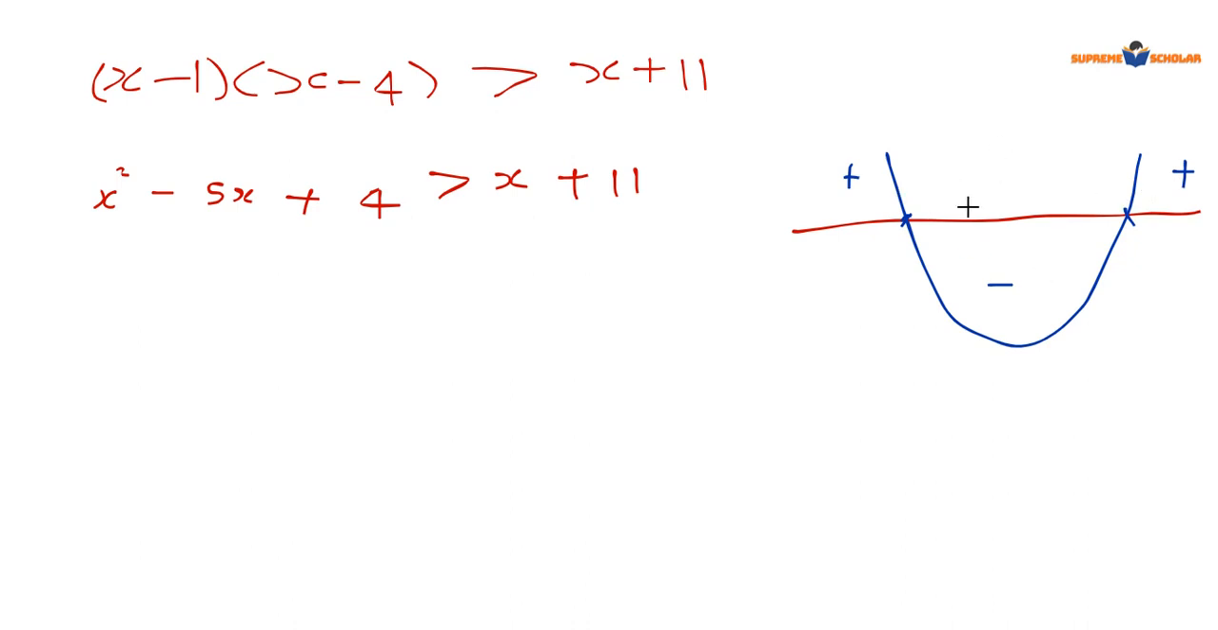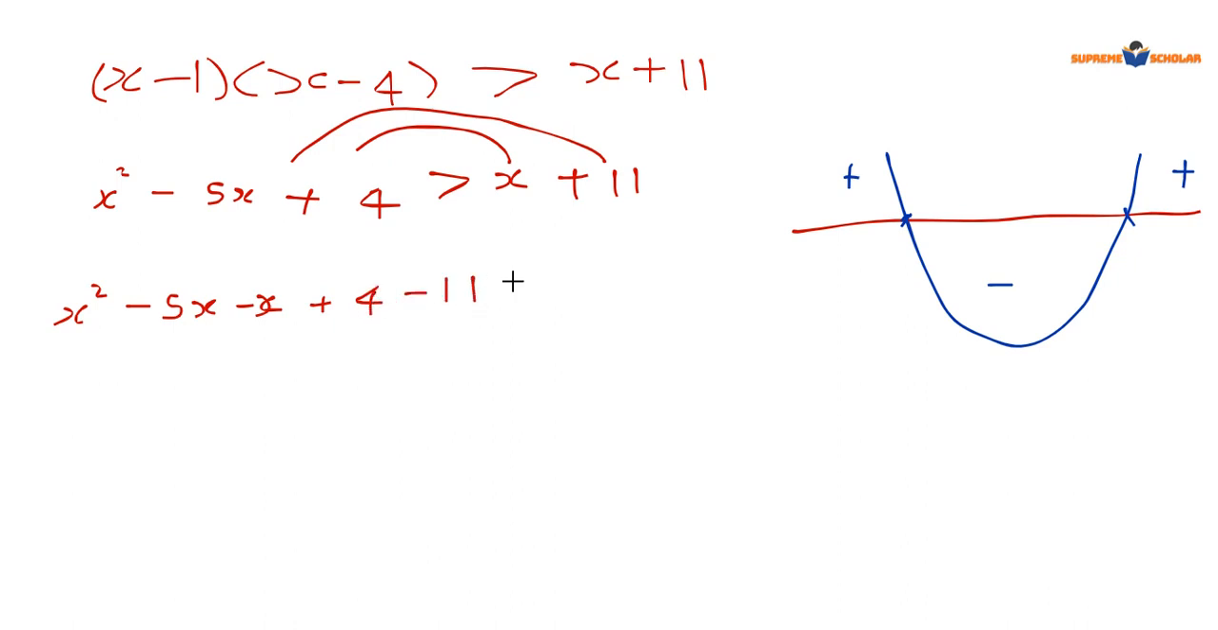So we're going to use this as a reference to figure out where this graph is positive or negative. How does the positive or negative part come into this question? Well, I'm going to bring this x over here and this 11 over, and I'm going to have x squared minus 5x minus x plus 4 minus 11, right? We can keep the greater sign, read it as an equal sign, but it's actually a greater sign. Just keep it as is. We deal with this as a normal equation. 0. We took everything over, so there's 0 there, right?